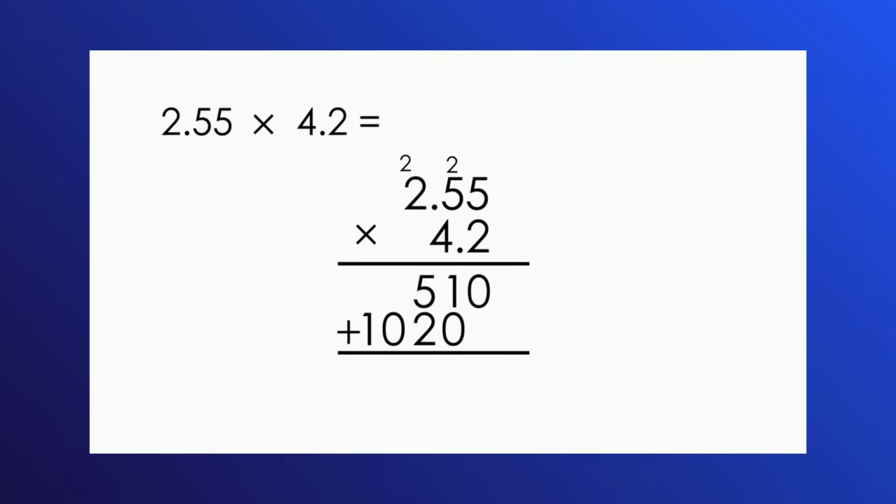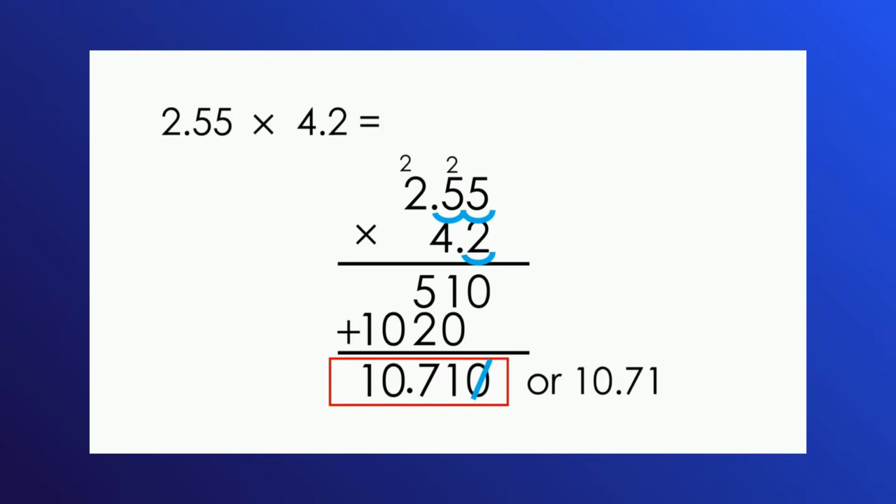Now, let's add. Here we have 0, so we bring down 0. 1 plus 0 is 1. So we have 1. Next, we have 5 plus 2, and the answer to that is 7. Then we simply bring down 10. Last step would be counting the decimal places. So that's 1, 2, and 3. So the decimal place is 3. Let's count. 1, 2, 3. So we need to place the decimal point over here. So the final answer is 10.710. You can also remove the 0 over here and simplify the answer to 10.71.